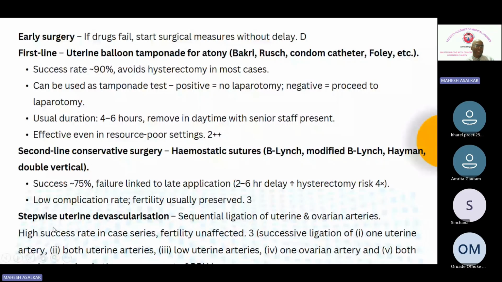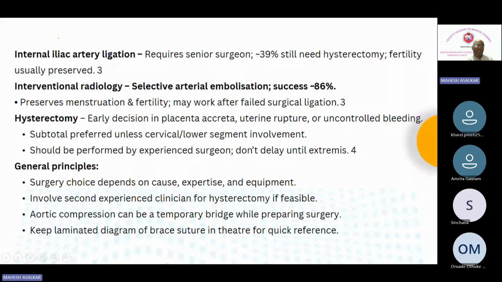Then after that, you go for stepwise uterine devascularization. That is sequential ligation of uterine and ovarian arteries. High success rate in case series. Fertility remains unaffected. What you do is go for one uterine artery ligation, then both uterine artery ligation, low uterine arteries ligation, then one ovarian artery, and then both ovarian arteries ligation. That is what you go sequentially. After that is the internal iliac ligation. Then comes the interventional radiology if the facilities are available. Selective arterial embolization, success rate is 86%.